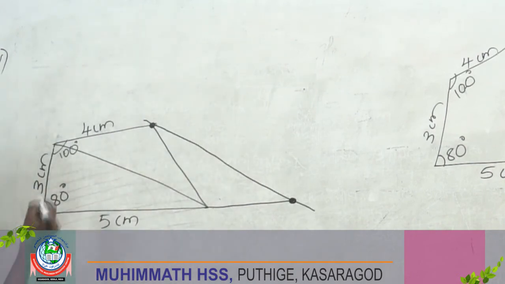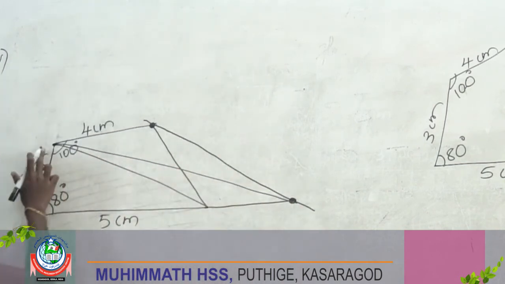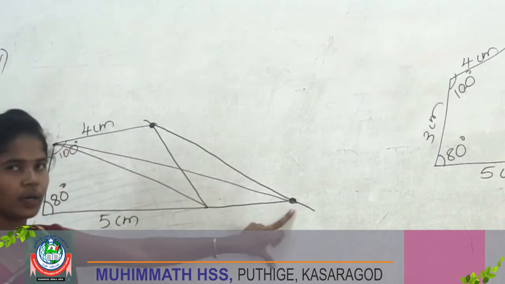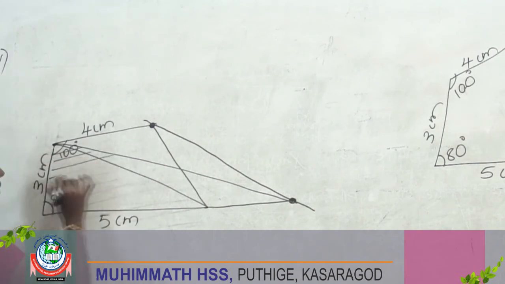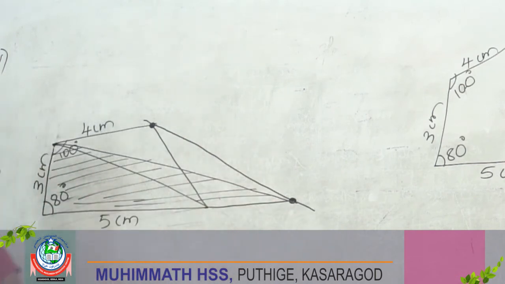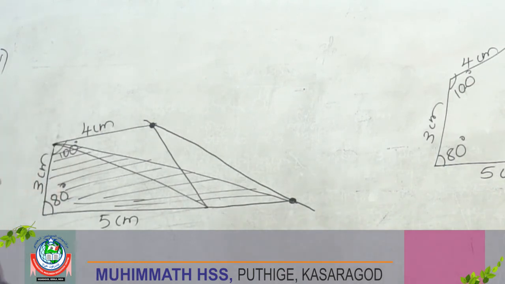And the last step is join these two vertices, the third vertex of the quadrilateral and this point. Now the area of the quadrilateral is equal to the area of this triangle, and shade that triangle. Now there is another question, calculate the area. So you should calculate the area of this quadrilateral. Area of quadrilateral is equal to the area of this triangle. So you have to calculate the area of the triangle.